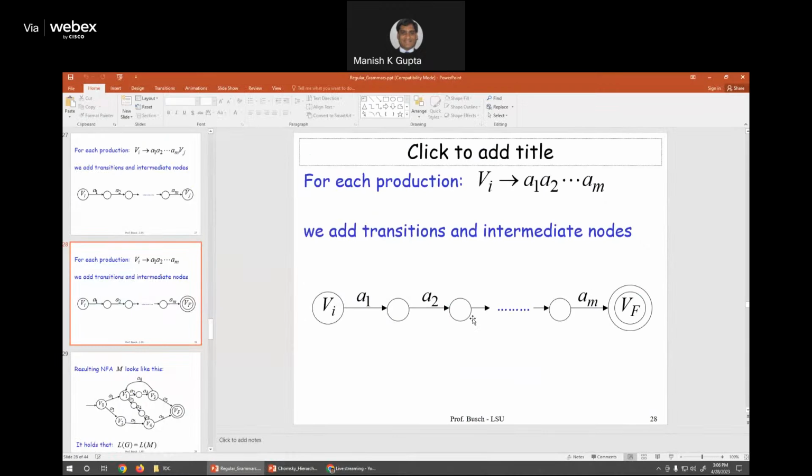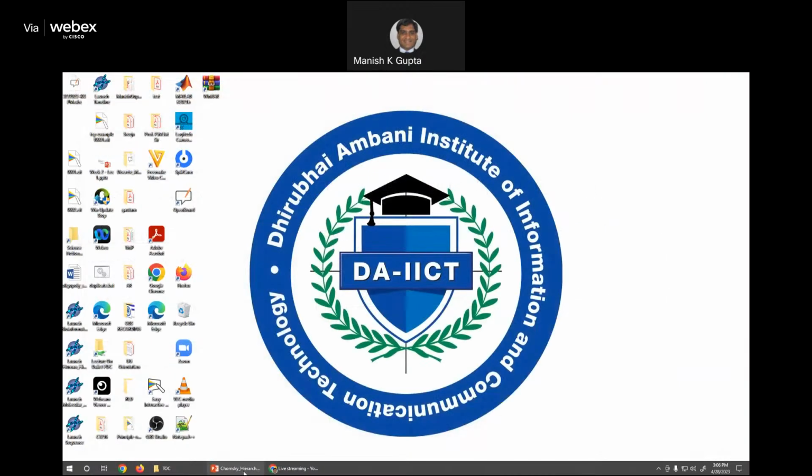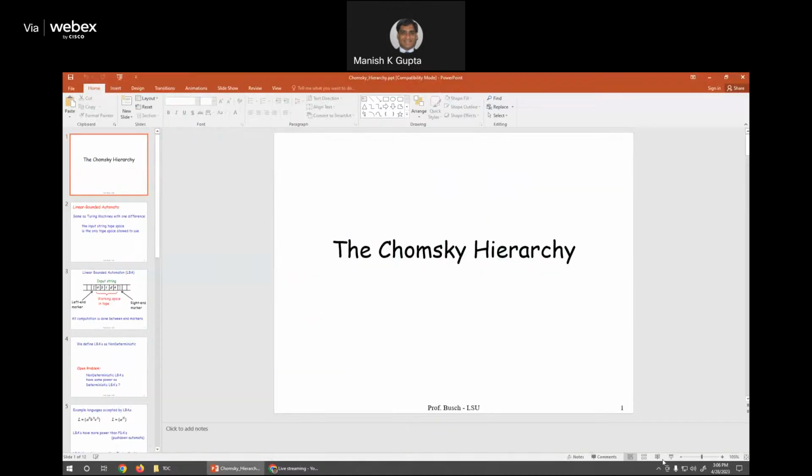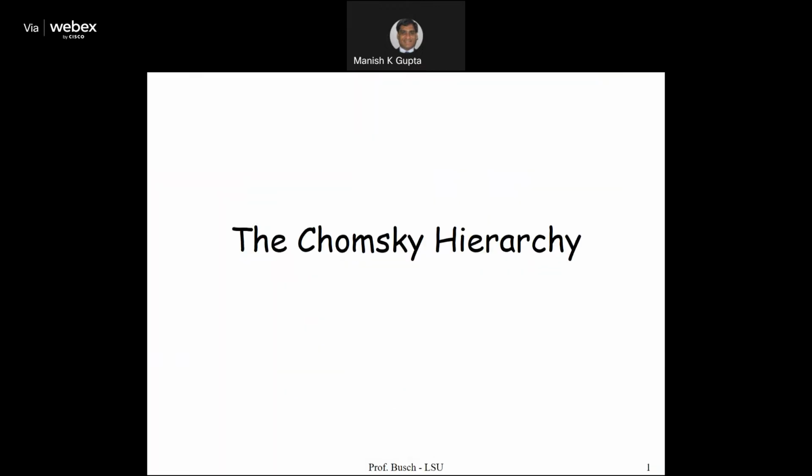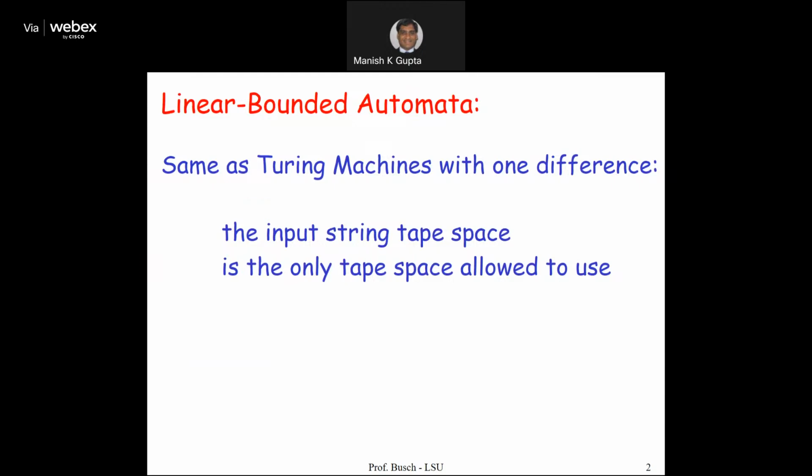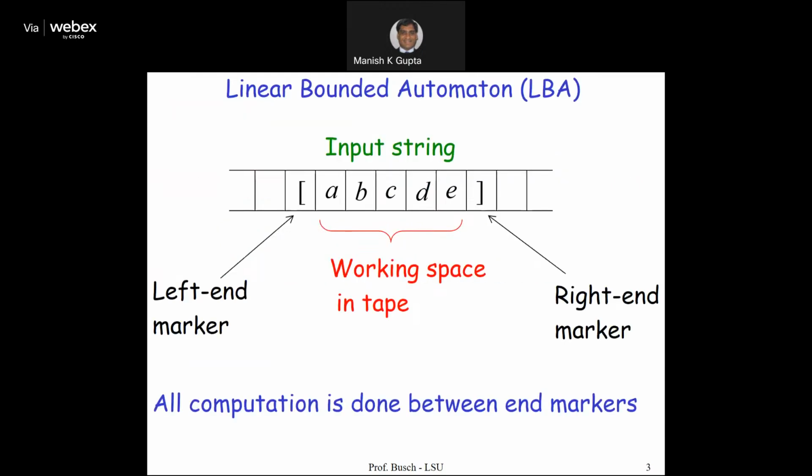Now, I think one thing is left. Last slide: Chomsky hierarchy. Again, thanks to Professor Bush. I am not sure why that is missing. Linear bounded automata: it is a Turing machine where the space is limited. The working space is only this much. There are markers, and you are only allowed to do all the computation in this. So that means there is more overhead in the transitions. More transitions will be needed to handle this because now the space is limited.